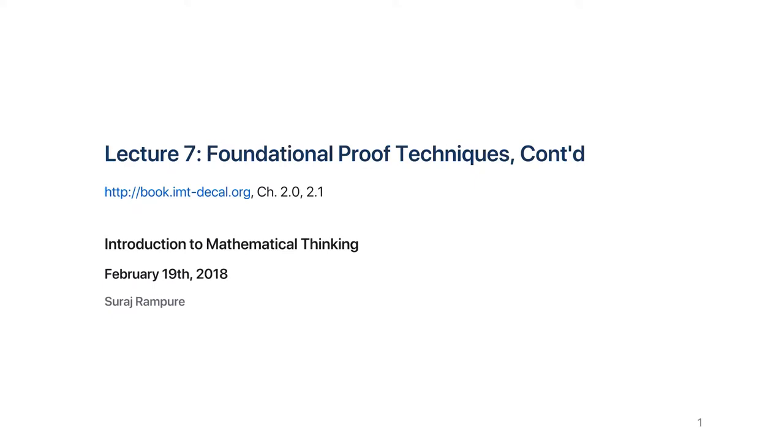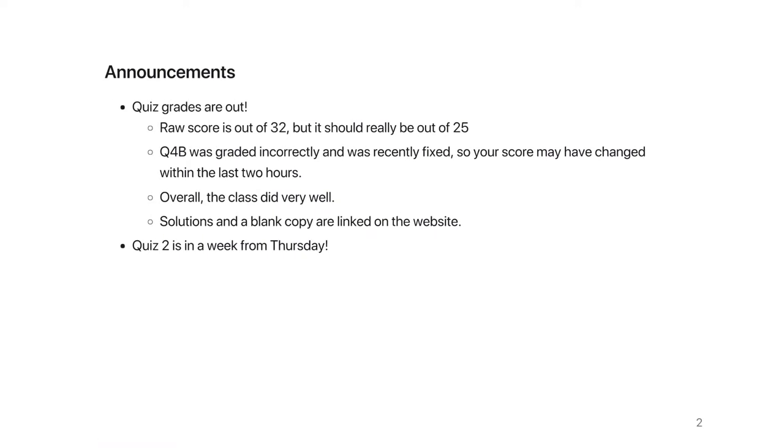So before we get into it, a couple announcements. Firstly, your quiz grades are out. They were just finished a couple hours ago, and you should have gotten an email from Gradescope. This should say 34. So the total number of points possible were 34, but that's because you had to choose and do one of question 3 or question 4. Okay, so your actual score is really out of 25. So your score is actually your score on question 1 plus your score on question 2 plus the max of your score on question 3 and question 4.